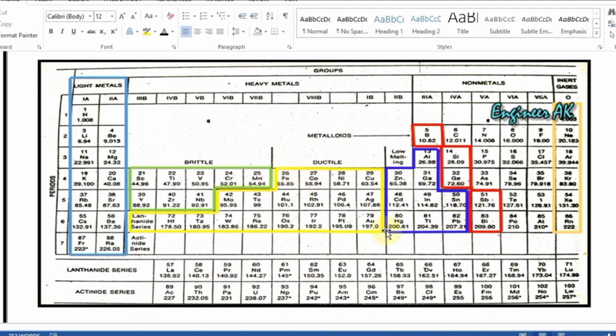These elements in the blue box have low melting points. The ones in the red blocks are metalloids, right? And these are inert gases. And if we look at a broader level, these elements, as you can see, are heavy metals, these are the non-metals, and these are the light metals, right?